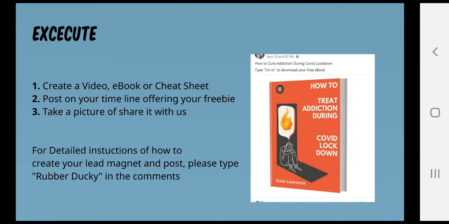Number 2, post on your timeline, offering a freebie. And so you can see this is an example with how to cure addiction during COVID lockdown. I didn't mean to say how to cure COVID. And then under it, type I'm in to download your free ebook. So it's that easy. This is a post, like saying how to cure addiction. So there's a problem and solution.